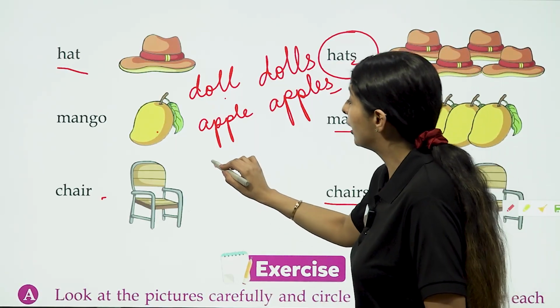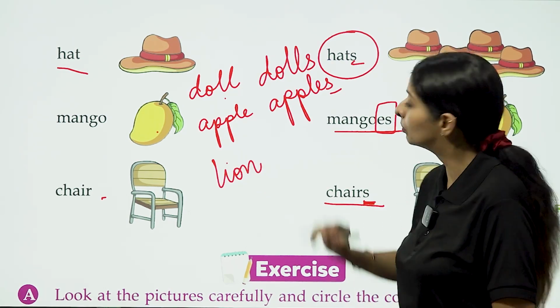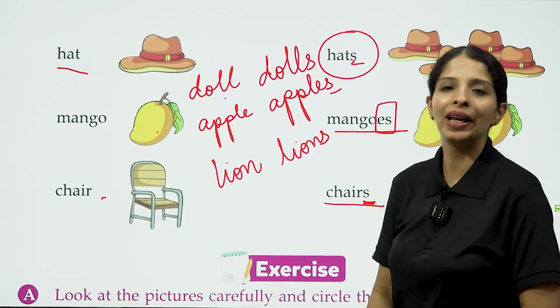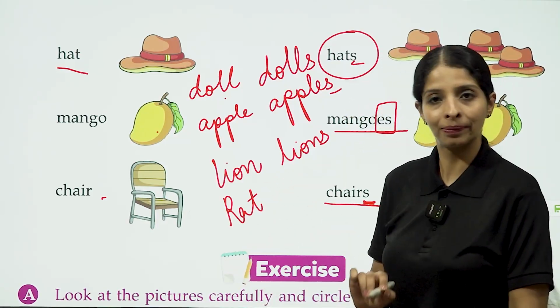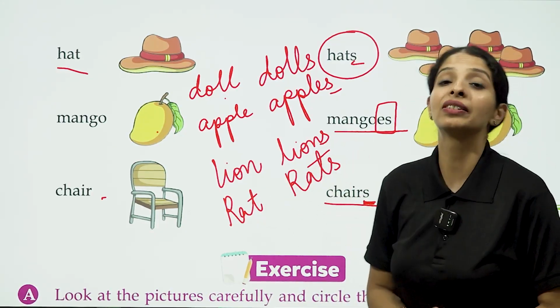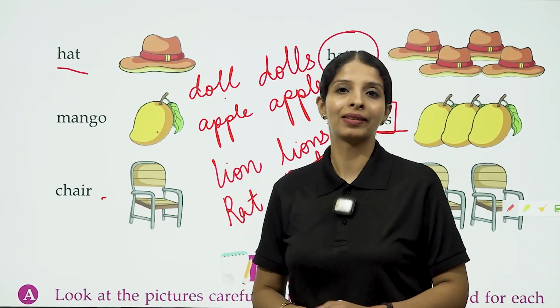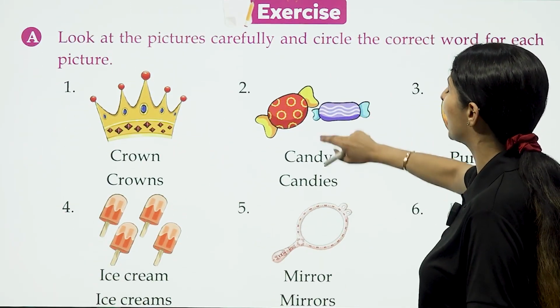Now, if I talk about one animal, lion, one lion, more than one, lions. When I talk about one, suppose rat. Now I'm talking about more than one, so it becomes rats. This is the difference. Now, look at the exercise to understand more.